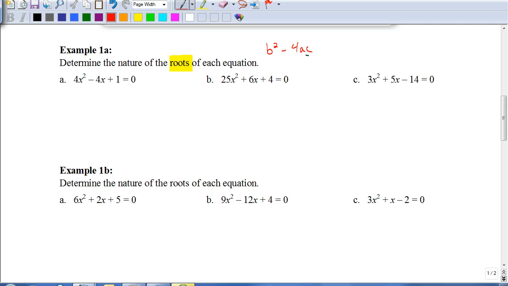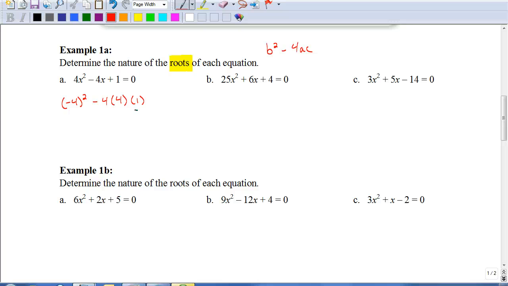So b squared in this first case is negative 4 squared, minus 4 times a, which is also 4, times c, which is a positive 1. Again, there's no square root here. I'm just taking b squared minus 4ac and solving this. You should be able to do this without a calculator. Or if you do it with the calculator, please do it step by step, because I want you to see and catch any mistakes. I don't want you to just plug this all in your calculator at once.